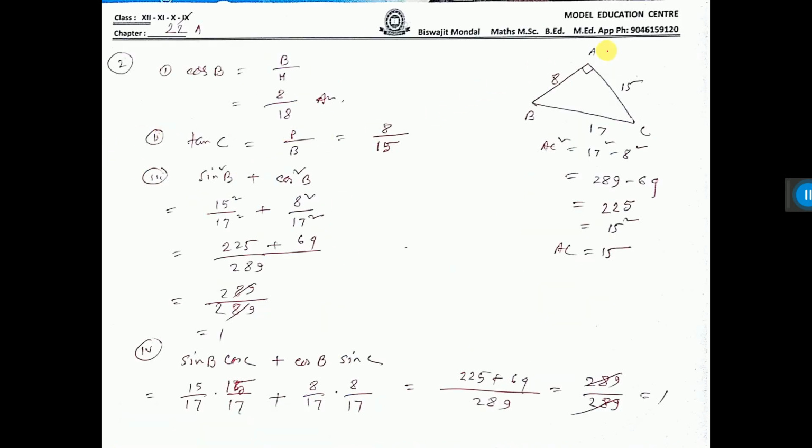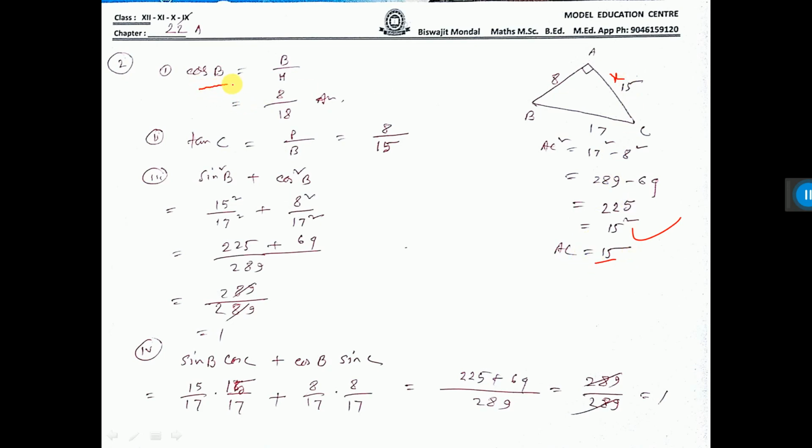Sum number 2 from this diagram. AC is not given, 8 and 17 are given. Now AC you can find by Pythagoras theorem, 17 square minus 8 square. If you want to find the smaller side, then we have to subtract. Hypotenuse is the biggest, so to find hypotenuse we give a plus sign. Here I have given minus because we are finding a smaller side. So we have got the AC value.